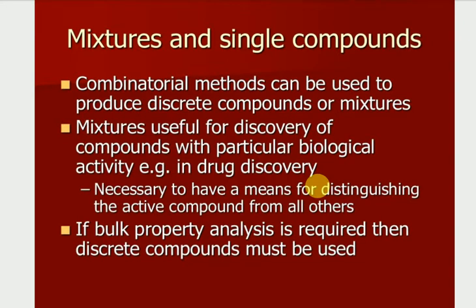Combinatorial methods can be used to produce either discrete compounds or mixtures, depending on the format that you go for. You can either decide to make 10,000 variants of this molecule, and so you'll have 10,000 reactions, each reaction in a separate pot, and you do that robotically, or you can make all 10,000 in one go, in one vessel. Mixtures are very useful in the discovery of compounds with particular biological activities, for example, in drug discovery, but it is necessary to have a means of distinguishing the active compound from all the others. If you've got 10,000 compounds in a pot, then you need to know which one is doing the business, which one is actually working.